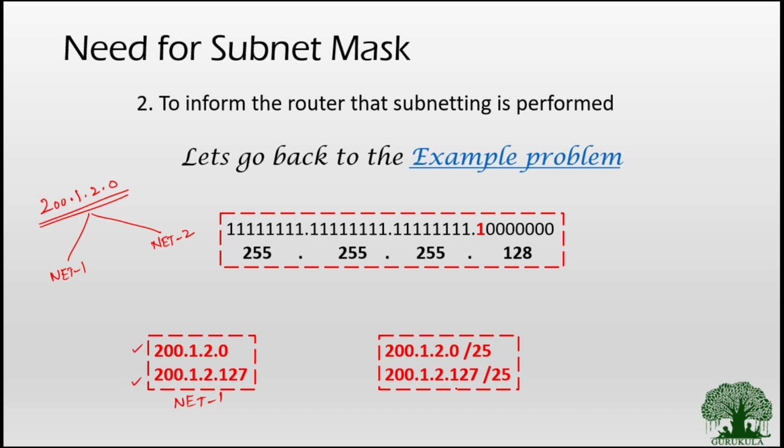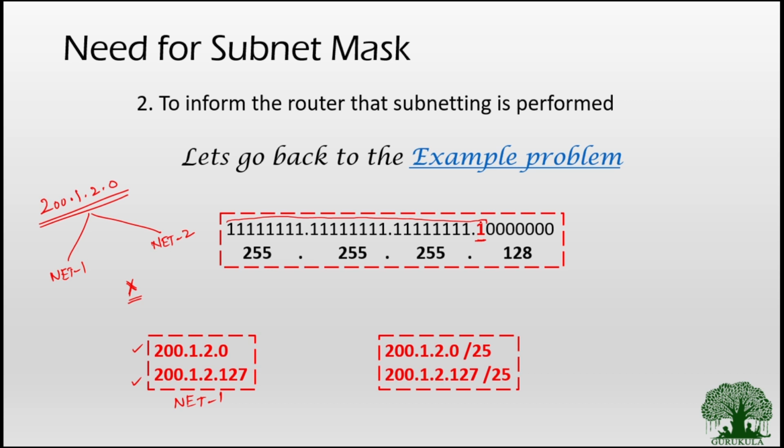So your net 1 will run from dot 0 to dot 127, and you can see that since we are dividing it into 2 nets, we definitely need 1 bit from the host side in order to group it into 2 different networks. So you can very well see that there is 1 bit occupied from the host side.